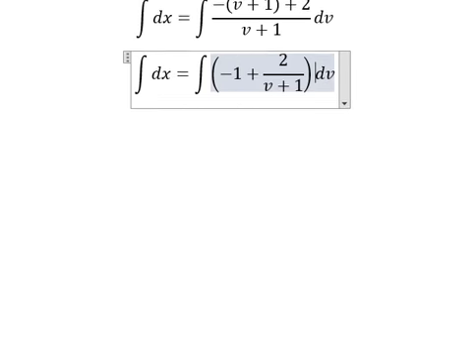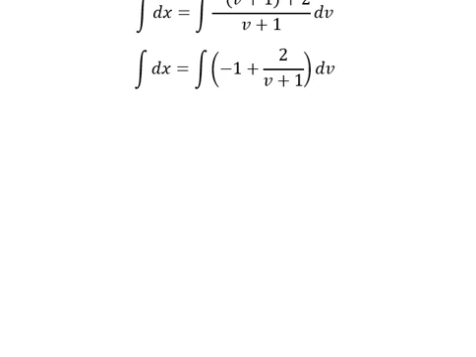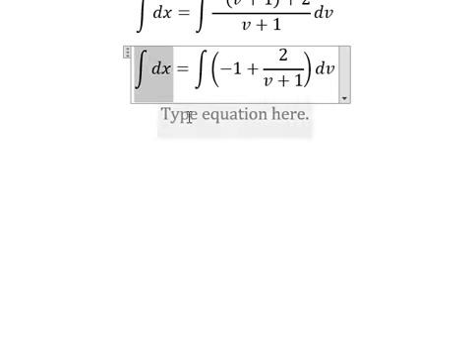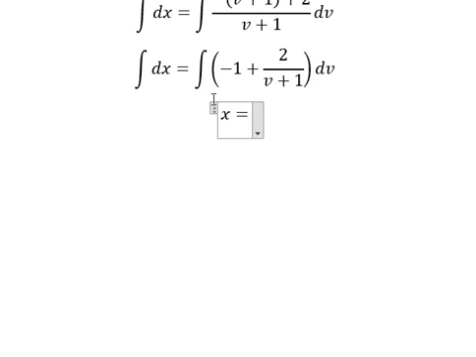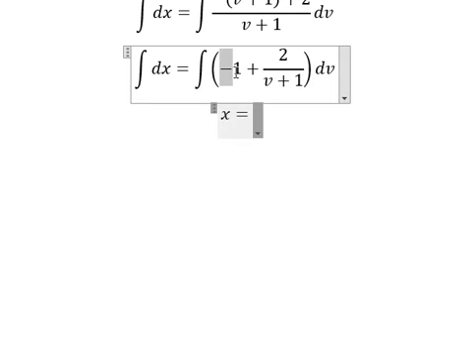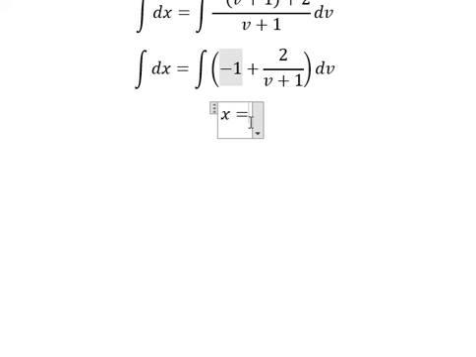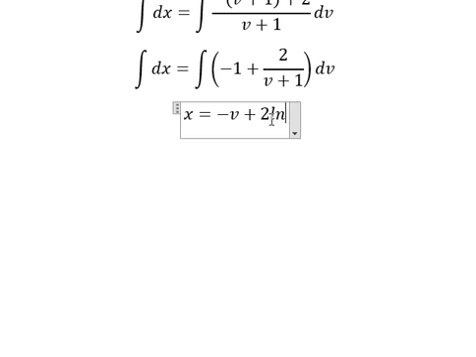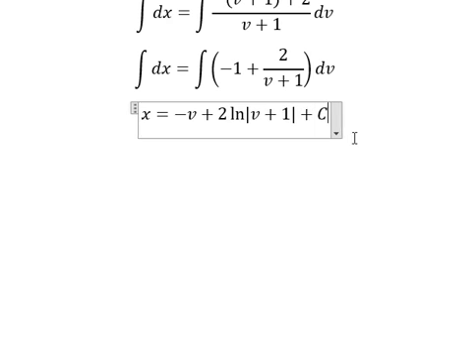And now we have the final answer. The integration of dx, we have x. The integration of negative number 1, we have negative v. The integration of this one, we have number 2 ln of the absolute value of v plus 1. And then I will put c.